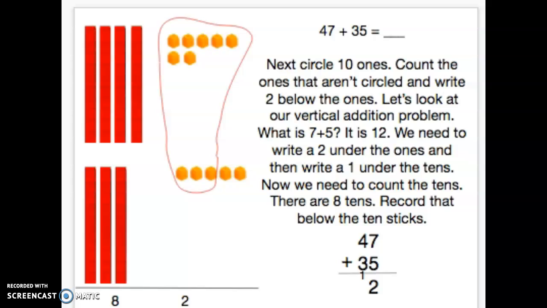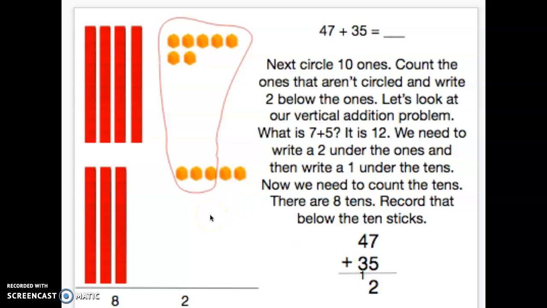Next, circle 10 ones. Count the ones that aren't circled and write that number below the ones. So if I count 10 ones, I have 2 that are not circled, so I'm going to write this number 2 right here. Let's look at our vertical addition problem. What is 7 plus 5? That equals 12. So I have 2 that are left over plus that one group of 10.